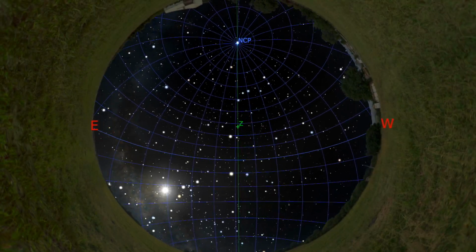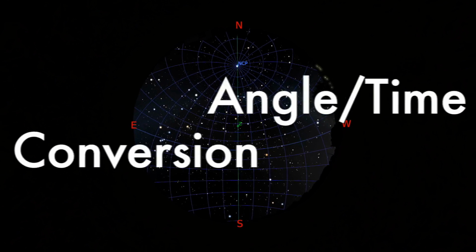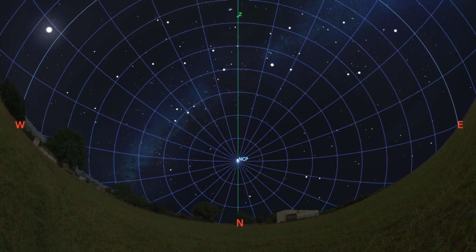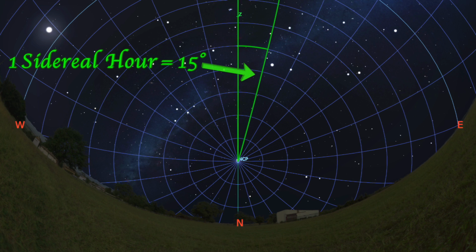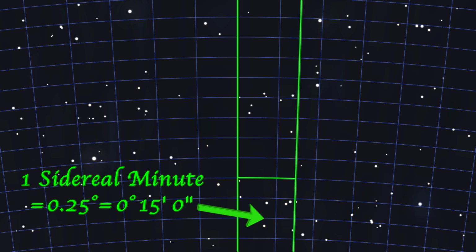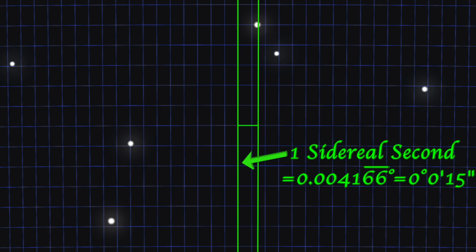The next topic we need to address is the conversion between units of angles in sidereal time. Right ascension and hour angle are interchangeably measured in either degrees or in sidereal hours, minutes, and seconds. 1 hour represents 15 degrees of arc. 1 minute, or 1/60th of an hour, represents 15 arc minutes, or a quarter of a degree. And 1 second, or 1/3600th of an hour, represents 15 arc seconds, or 1/240th of a degree.